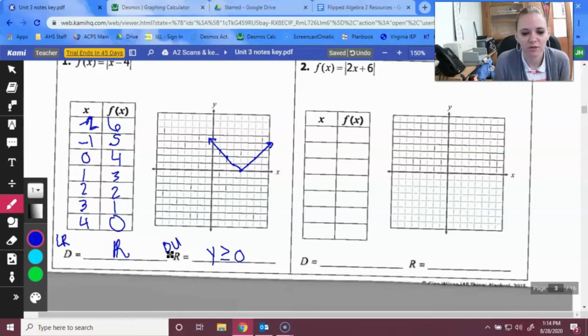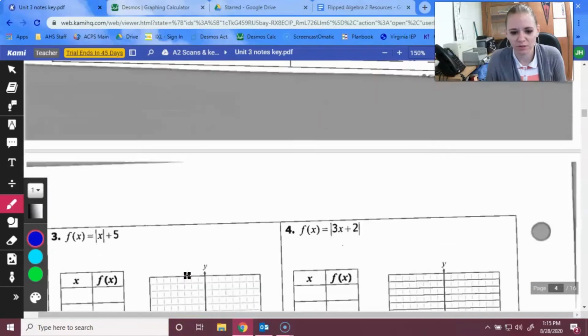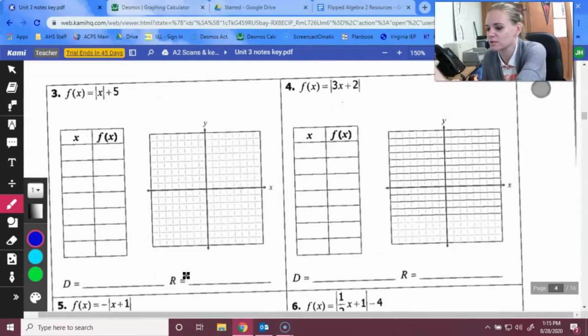4 minus 4 is 0. Absolute value of 0 is 0. So as long as there's a filled-in circle, you're good to have it equals. So that's not too bad, right? Let's do another one, just to see what happens. Let's do one that comes out a little bit different. Number 2, you shouldn't have trouble with that one. That one's pretty good. Let's look at the next page.